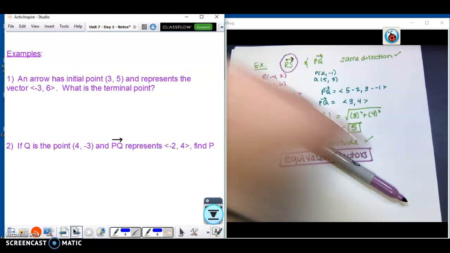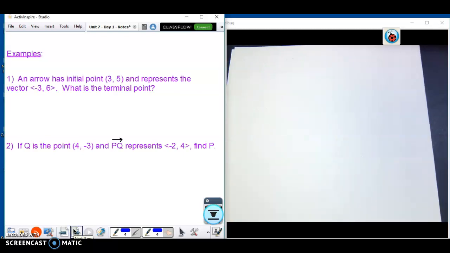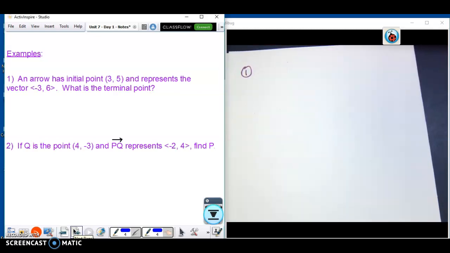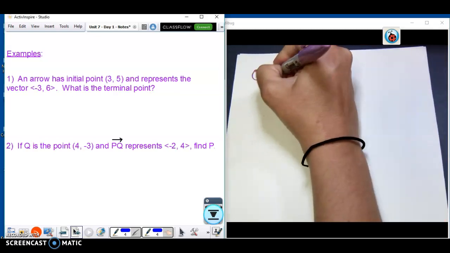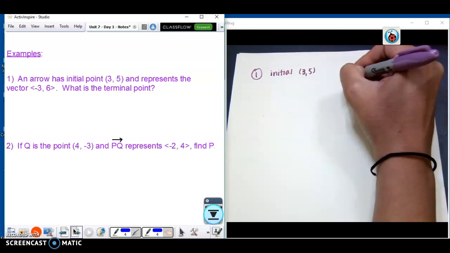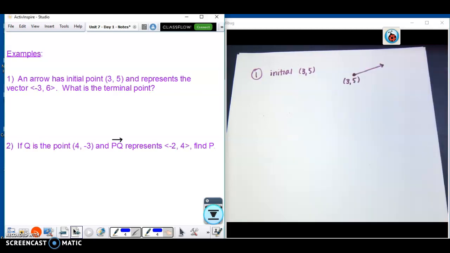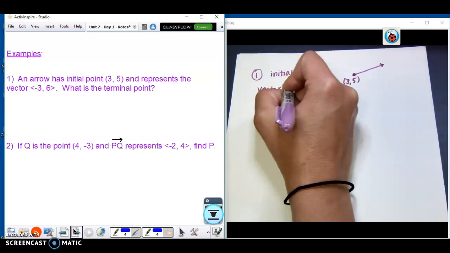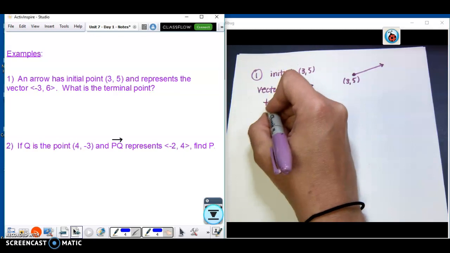Alright, a few more examples of this. So for this next one, for the first example here, it says an arrow. So guys, when it says arrow, just think about a vector. It has an initial point at 3, 5. So that's where it starts. And then the vector is -3, 6. We need to find what the terminal point is.